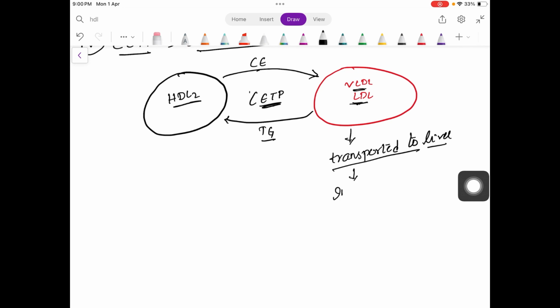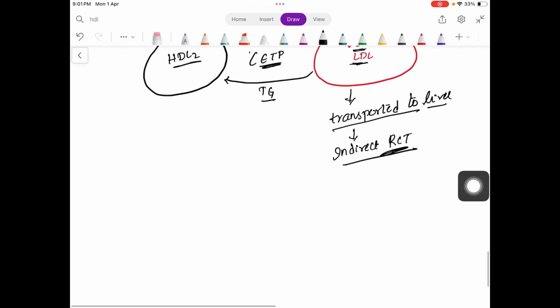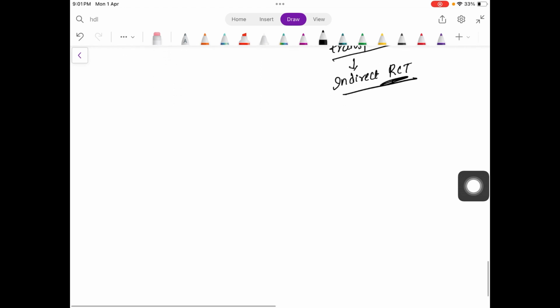And this is how indirect reverse cholesterol transport is occurring. Reverse cholesterol transport is occurring with the help of VLDL and LDL molecule. These are the molecules we should learn about before going into a proper cycle. Now we'll see the cycle.